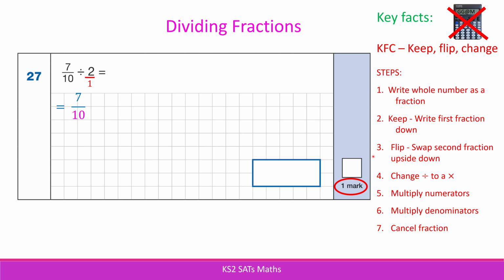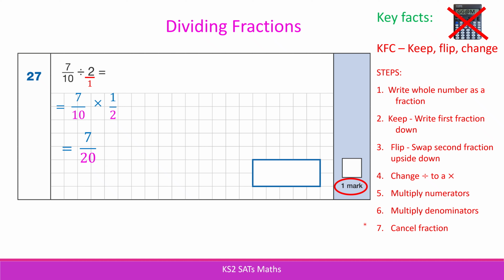We're now going to flip. So we're going to flip the second fraction to become 1 over 2 rather than 2 over 1. And then we're going to change. And we're going to change this to be a multiply in the middle. Now I'm going to multiply by numerators, so step 5. So 7 times 1 is 7. And then I've got 10 times 2 for my denominators, which is going to give me 20. So my answer is 7 over 20.